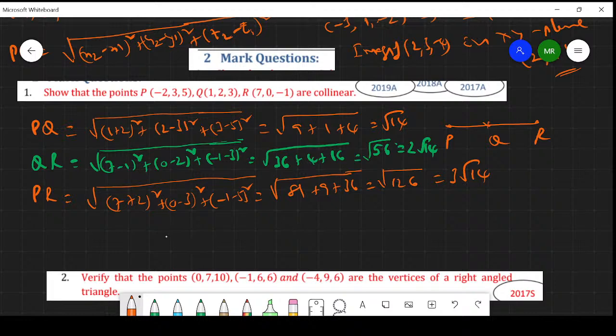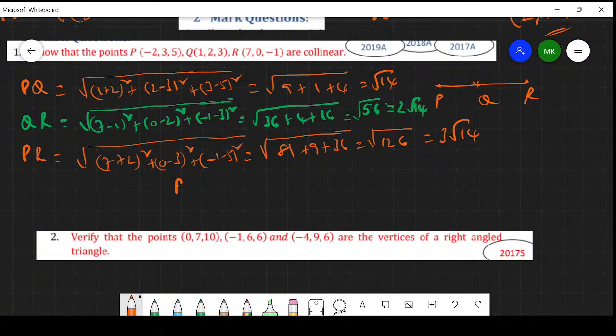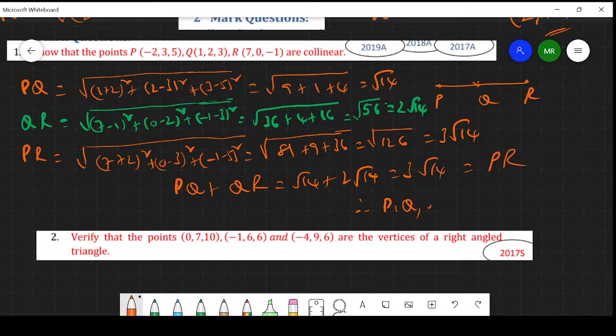You can see here, if I add PQ plus QR, we verify this. PQ plus QR, root 14 plus 2 root 14, it will be 3 root 14, which is equal to PR. Whenever PQ plus QR equals PR, therefore the given points P, Q and R are collinear points.